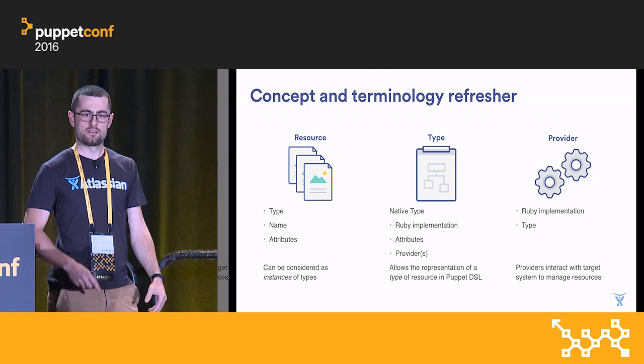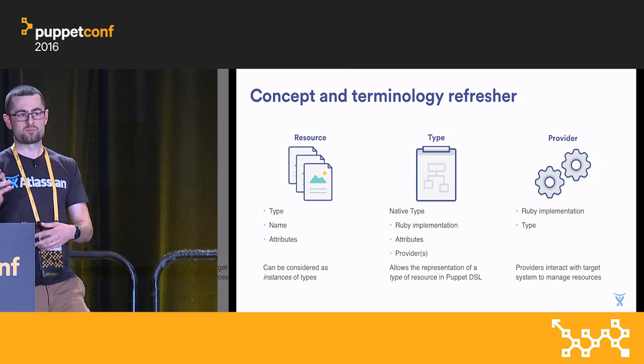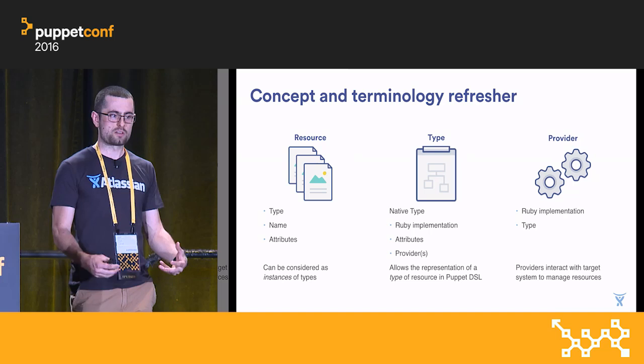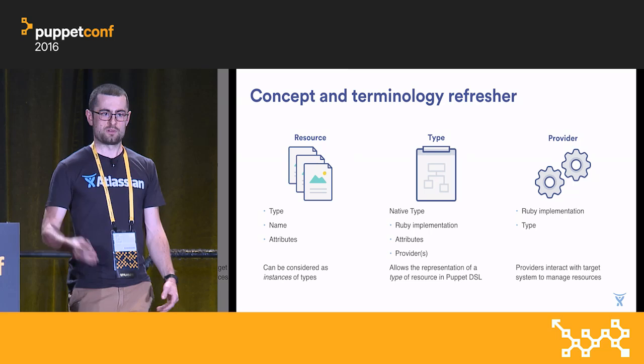Attributes, and they'll also have one or more providers associated with them. And then we move on to the next thing, providers. What are providers? They're associated with a type. They actually interact with the underlying system. They do the work. So whether it's running a command or, in our case, firing off an HTTP request, that's what they do.